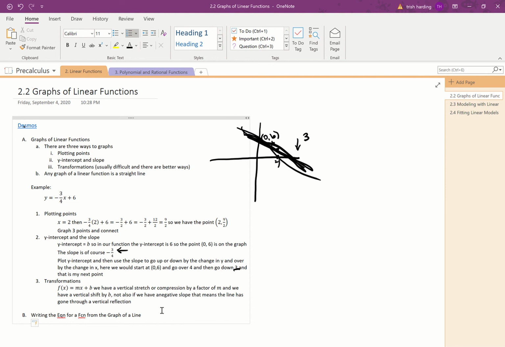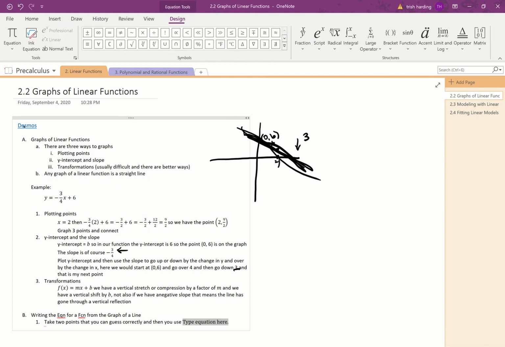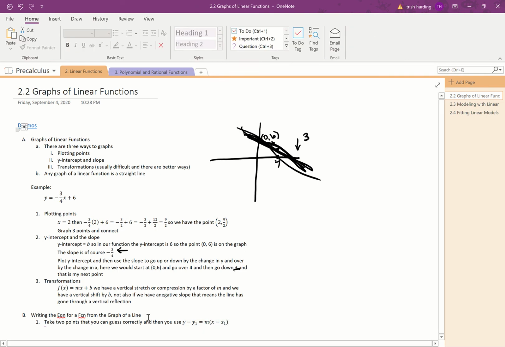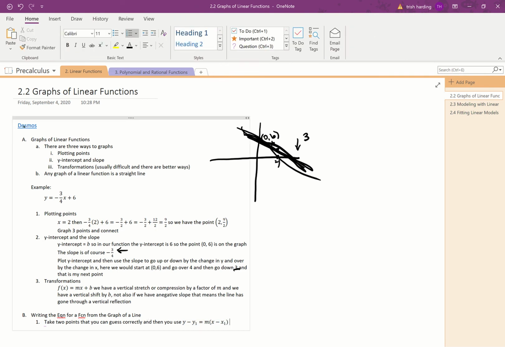So there's several really good ways to do this. One way I like to do this is just take 2 points that you can guess correctly. And what I mean by correctly is if they intersect at a whole number. So you're going to take 2 points and then you use this equation. It's the point slope. And you're going to use the point slope form of a line to find the slope intercept form. And then that would be it.